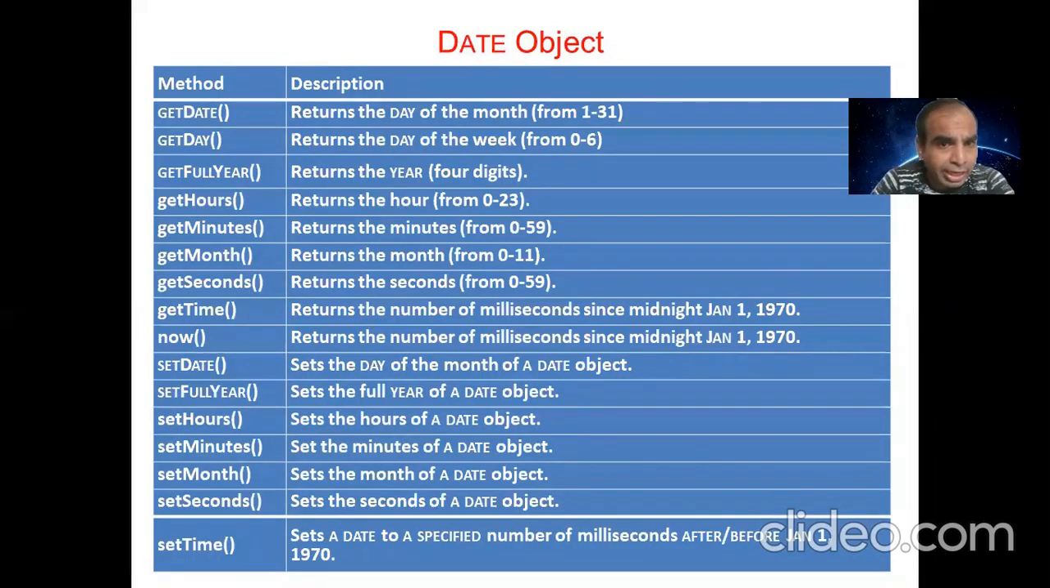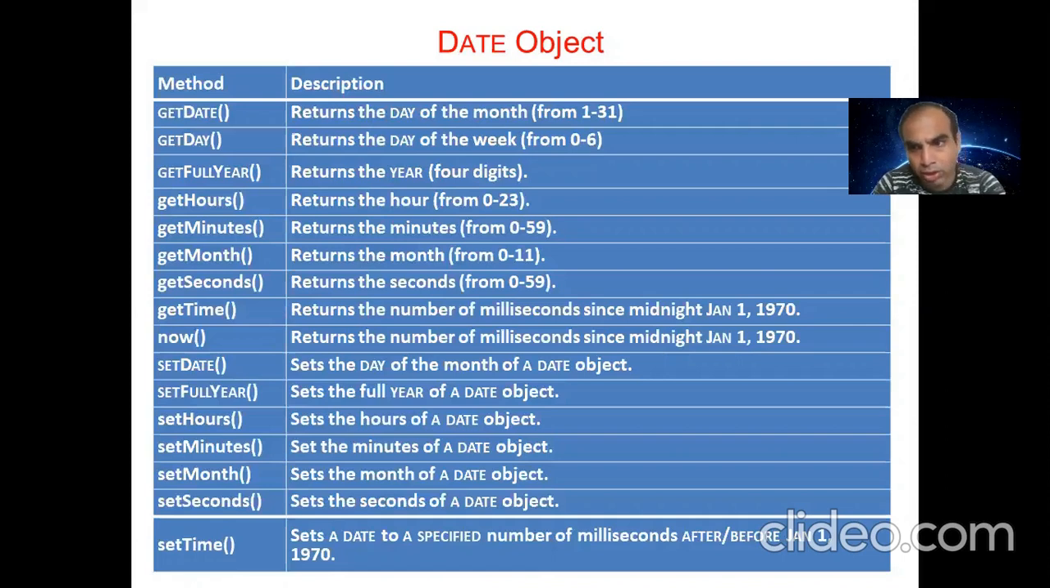If you want to find out the date, getDate returns the day of the month between 1 to 31. getDay returns the day of the week between 0 to 6. getFullYear returns the four-digit year. getHours returns the hour from 0 to 23. getMinutes returns the minute from 0 to 59. getMonth returns the month from 0 to 11. getSeconds returns the second from 0 to 59. getTime returns the number of milliseconds since midnight Jan 1, 1970.